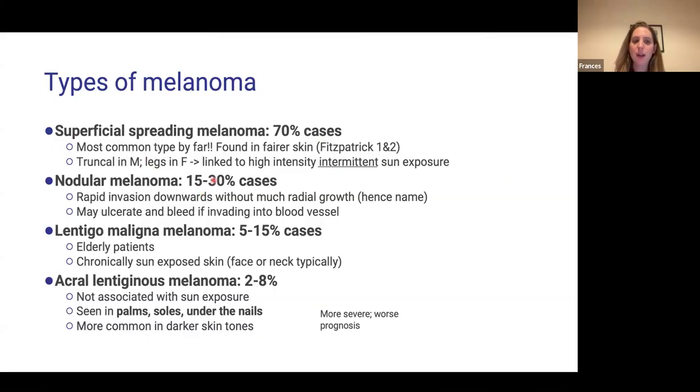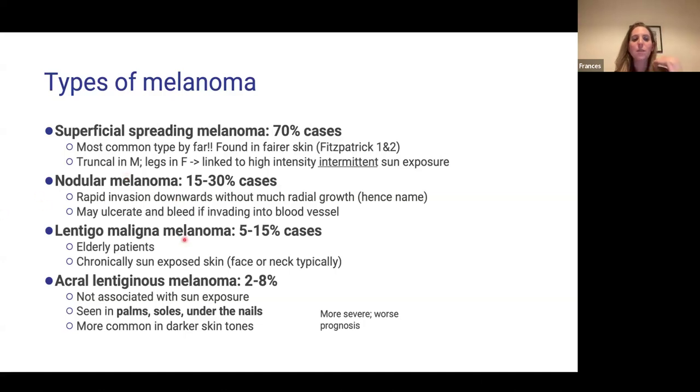So truncal in men, because when it's sunny outside, they're much more likely to take their tops off. That's why you're much more likely to get intermittent sun exposure. Whereas legs in females, same reason, they're just going to wear shorter skirts and so on. Sorry, that's a bit of a gender stereotype, but hopefully it'll help you remember it.